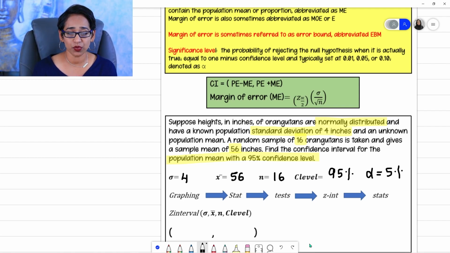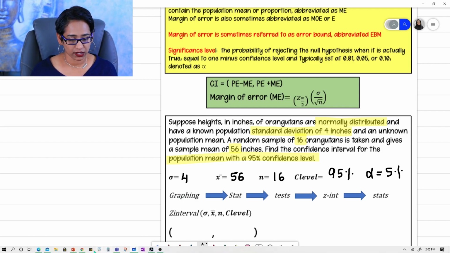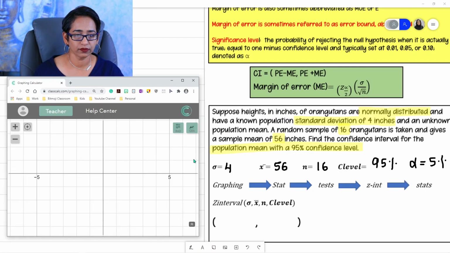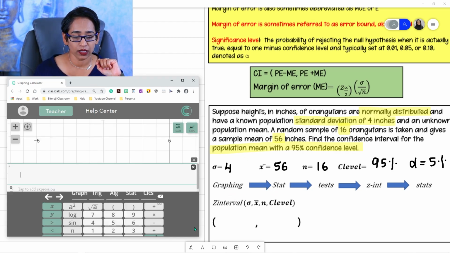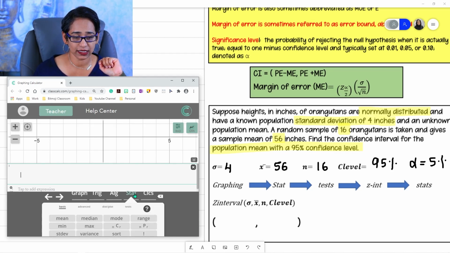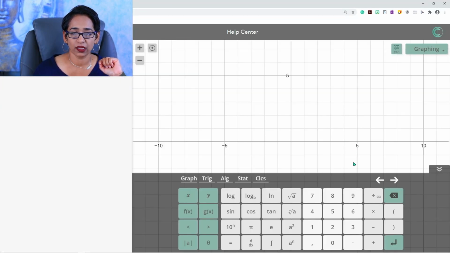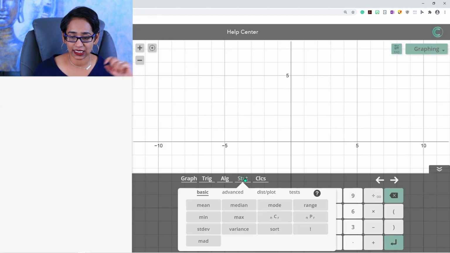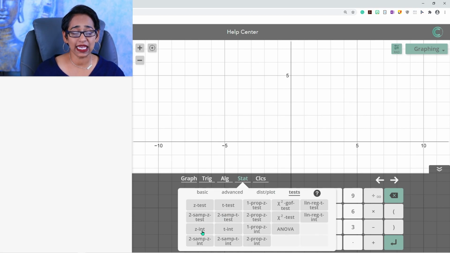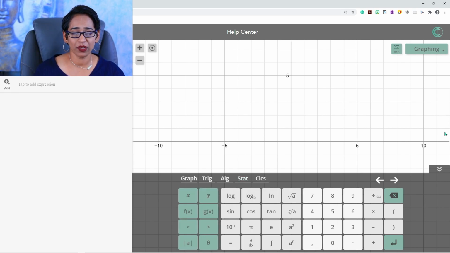Now, once you have this, if you want to do it mathematically, you can go ahead and follow the steps in your textbook, but I want to show you how to use ClassCalc. You go to graphing calculator. I have given you the steps: stats, test, Z-interval, and stats. So let's go ahead and open up our ClassCalc. So here I have my ClassCalc. Make sure you start with graphing calculator, graphing. And then I will go to stats. Let me expand this one. So graphing, stats, you will click on tests, and then you will click on Z-INT, Z-interval.